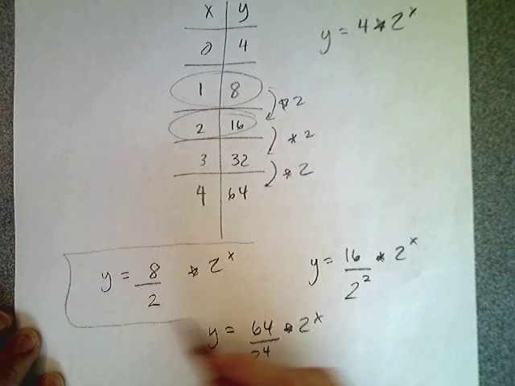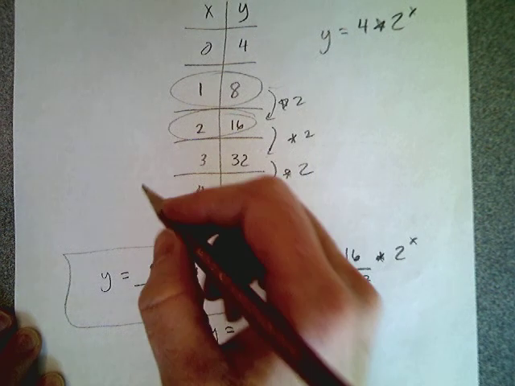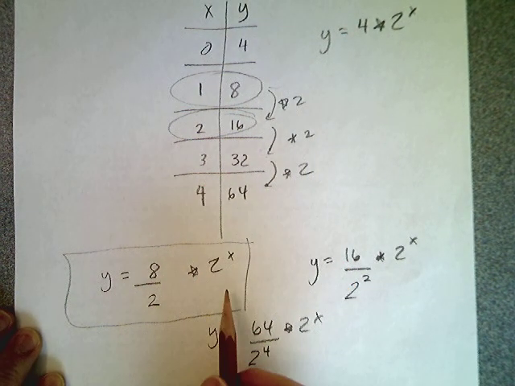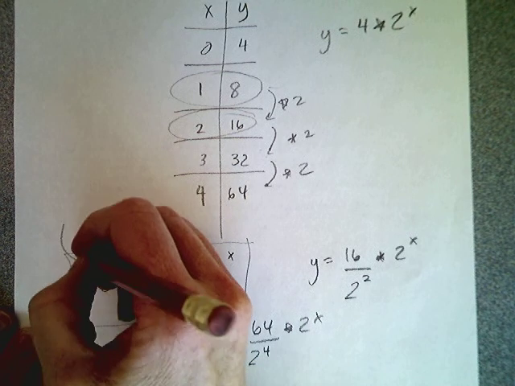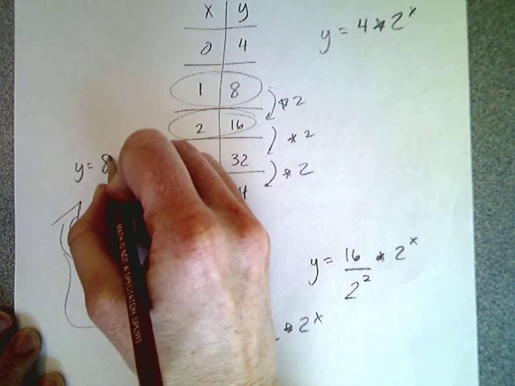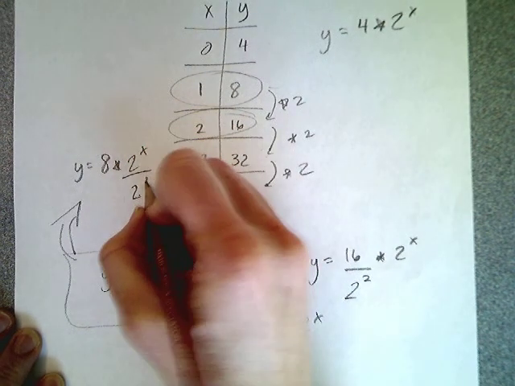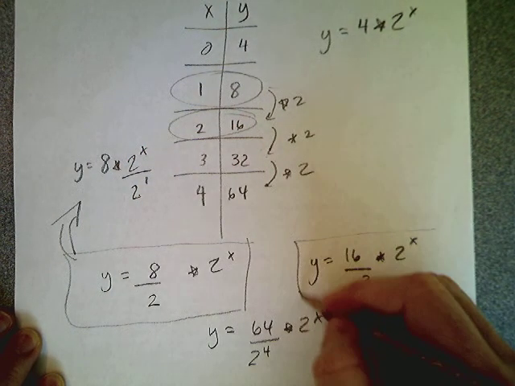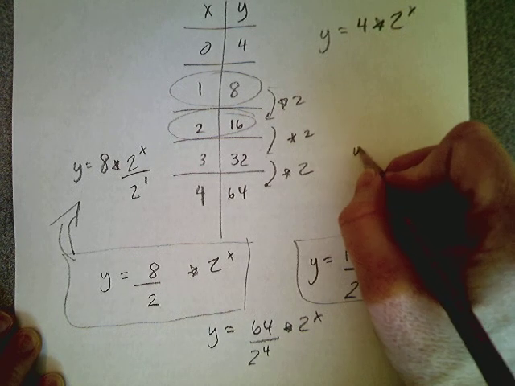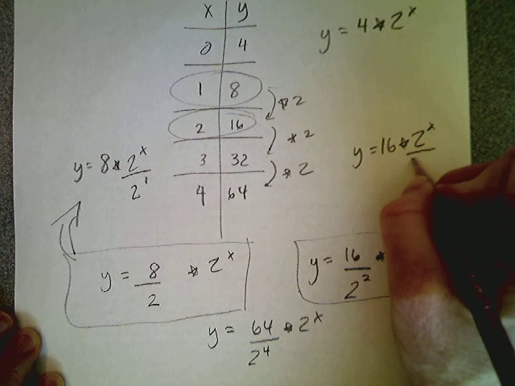Another way we can deal with this same situation is to say instead that I'm going to multiply, so I can switch my denominators if I want, and instead my equation could become y equals 8 times 2 to the x over 2. I'm going to put to the first here. And here we could say y equals 16 times 2 to the x over 2 to the second.